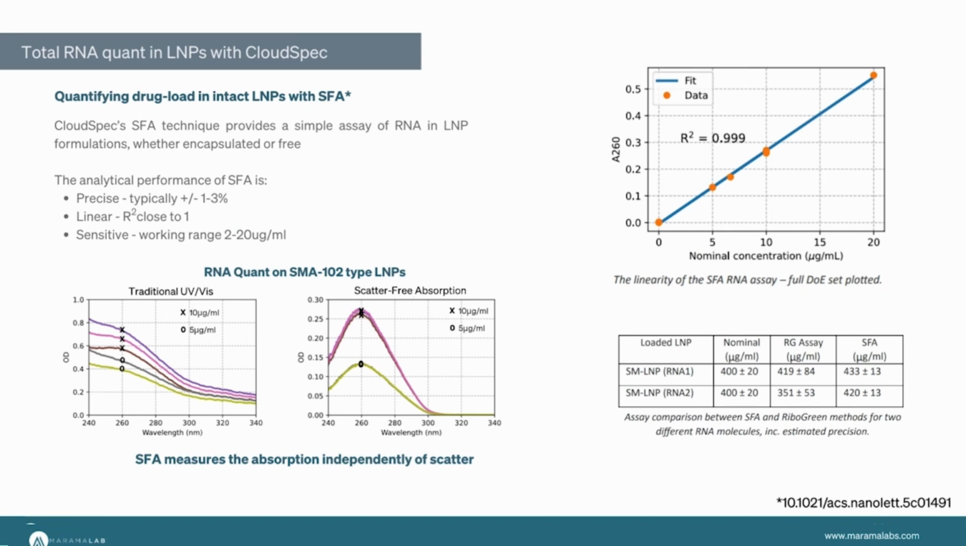This is data taken from a paper that we did in collaboration with CureVac. Very much suggest that you go and read this. And here we're exploring the impact of scatter on the traditional UV-Vis signal and how scatter-free absorption then removes that and allows you to do a concentration measurement really easily and shows the linearity and precision of the measurement. So thoroughly recommend having a look at that.